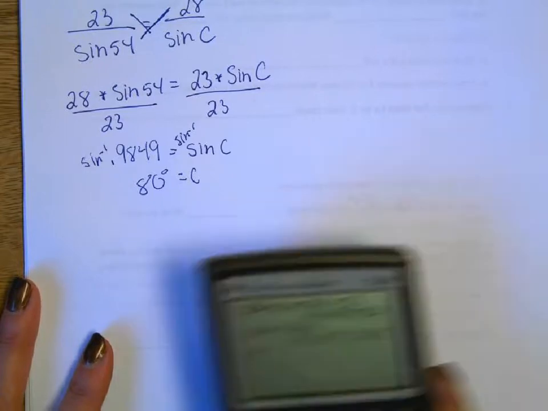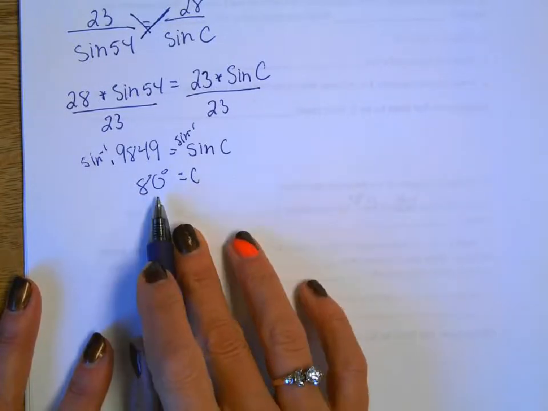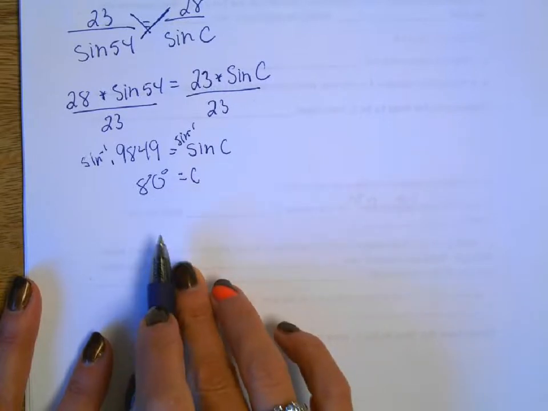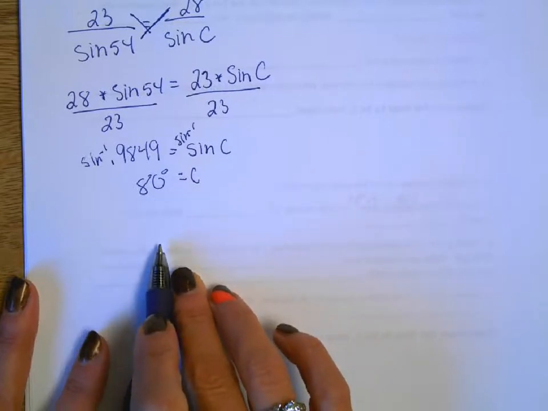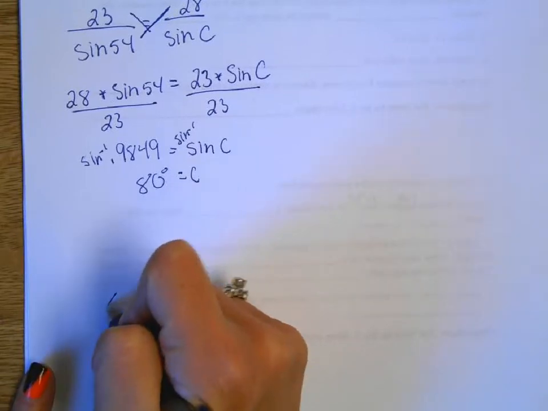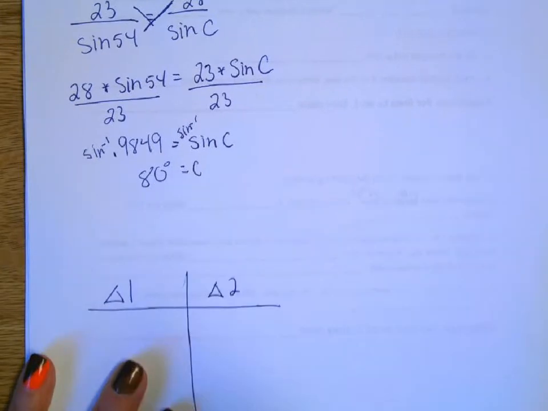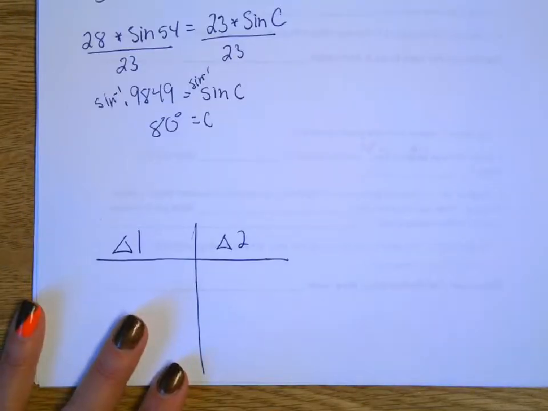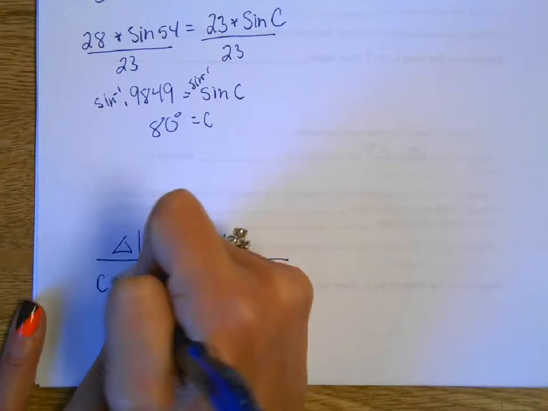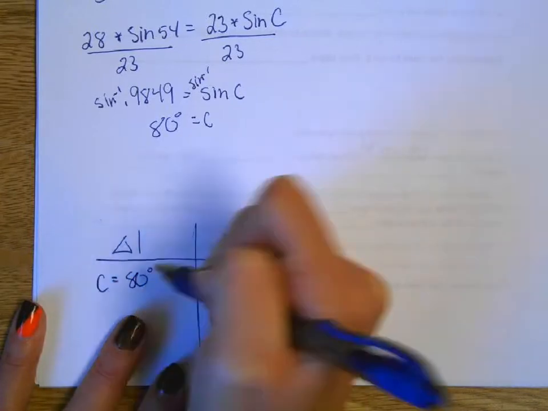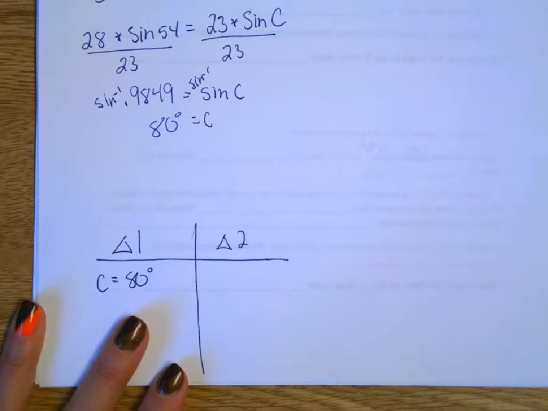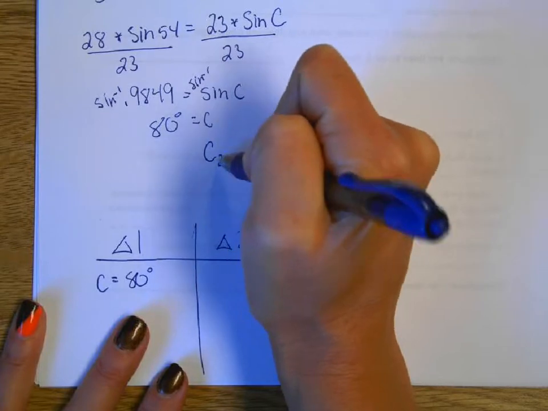Okay, right now is when you say, boy, if that's an angle in one of the triangles, I must be able to find a second angle right now. So what you're going to do is make a little table to keep track of everything: triangle 1 and triangle 2. Because if there's two triangles, there's going to be two different sets of values. In the first triangle, angle C is going to be 80 degrees. And this is where you check for the second triangle, C in the second triangle.